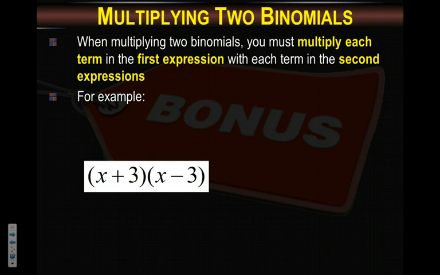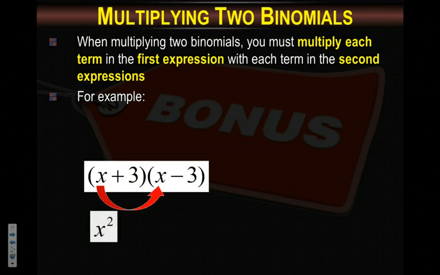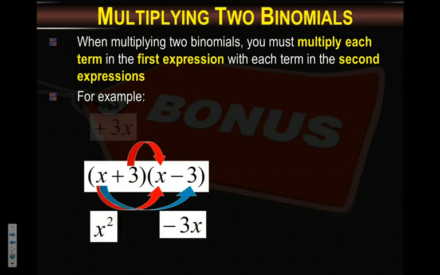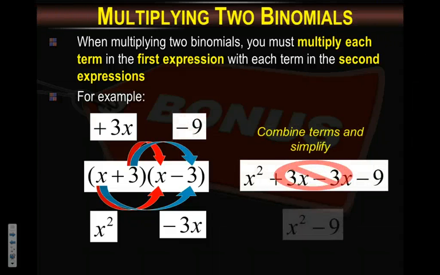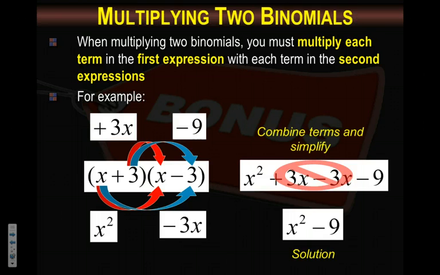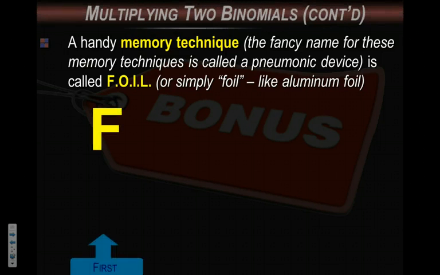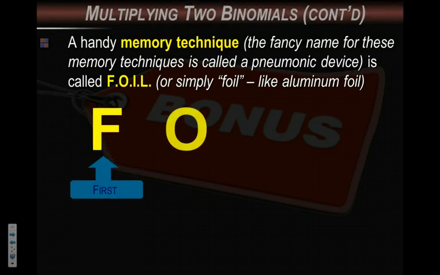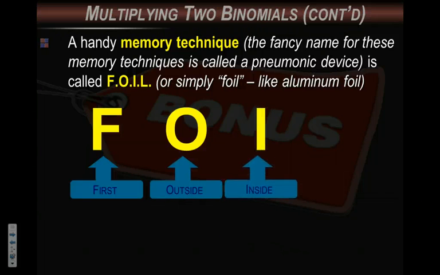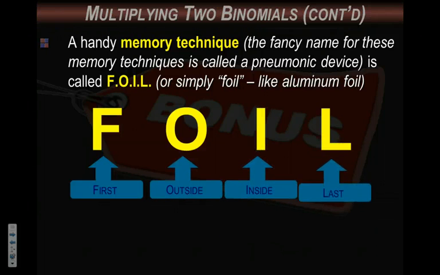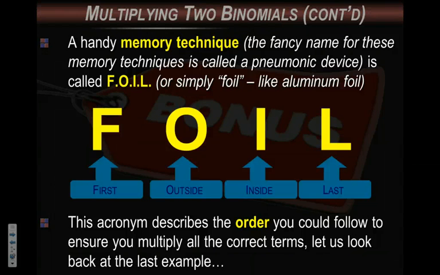There's 4 things. That times that, that times that, that times that, and that times that. 4 different multiplications. From there, you can simplify. But the way to remember it, the mnemonic memory device I'm about to introduce you, is called FOIL. Just remember that one word. It stands for first terms, outside terms, inside terms, last terms.